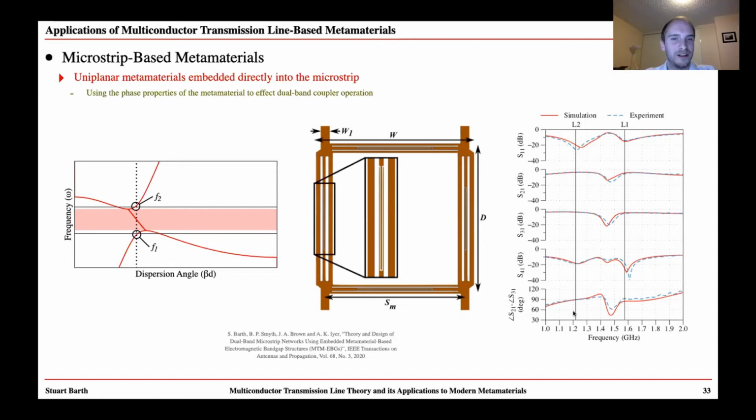And an important point to note here is that all we've done is we've taken this metamaterial transmission line and we've embedded it directly into the existing microstrip. So there's no increased space to the structure. It's literally just removing some copper out of the existing microstrip. And we find this very interesting because we've effectively augmented an existing structure with just a very simple modification, along with some very in-depth understanding of how this metamaterial works.